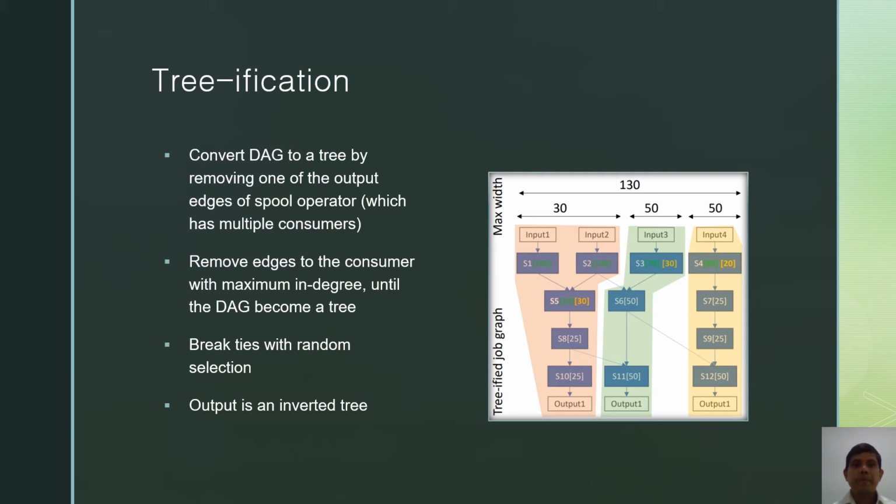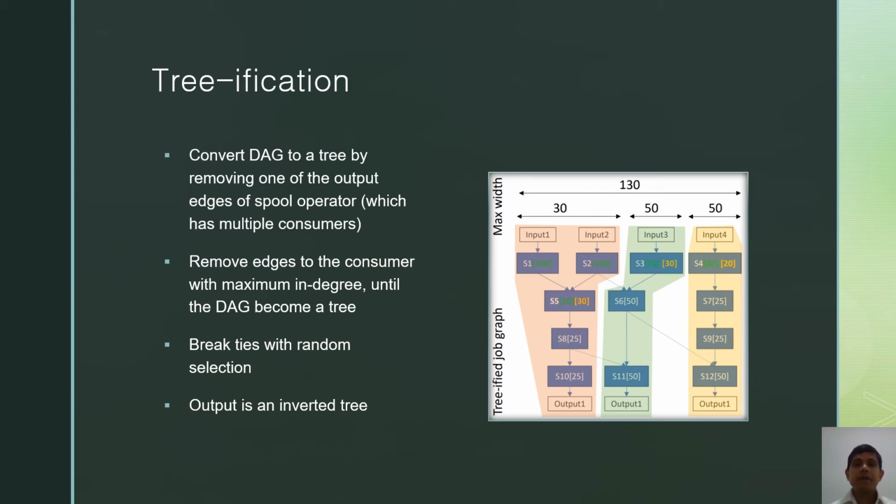One of the major components of our plan-aware resource allocation strategy is treeification. We convert the DAG to a set of disjoint trees so that we can run max cut in parallel, and it also becomes linear in terms of time complexity. In Microsoft SCOPE terminology, we use spool operator for the operators or nodes which have multiple consumers.